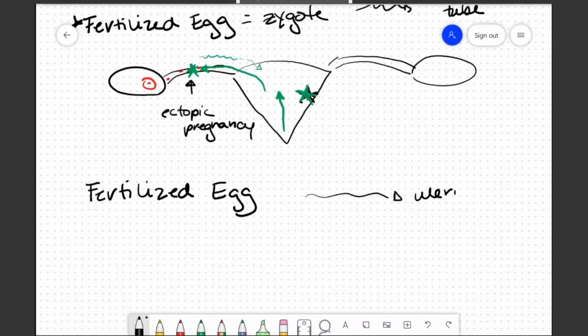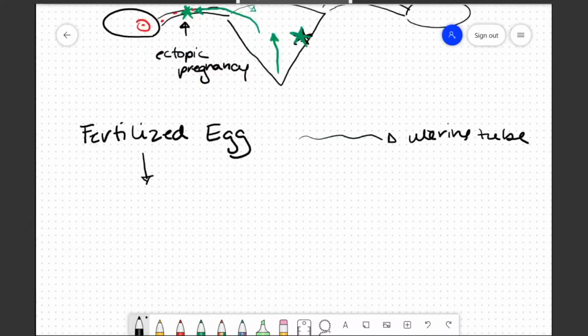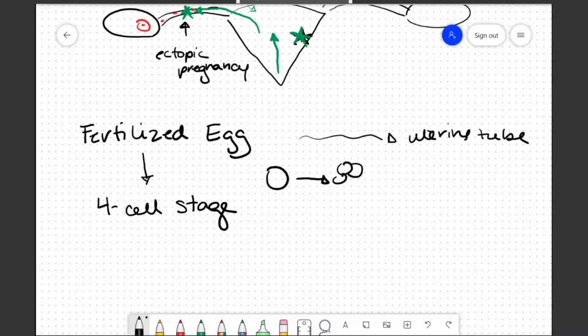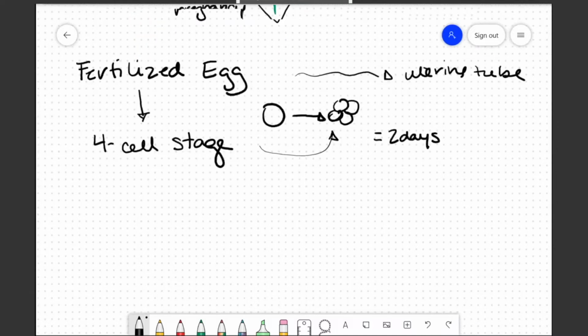So the next step is where this fertilized egg, which is just egg plus the sperm, this zygote, will move into something called a 4-cell stage. This is where it goes from 1 and it will divide into essentially one mass of 4. This is the 4-cell stage. This usually occurs at about 2 days after fertilization.